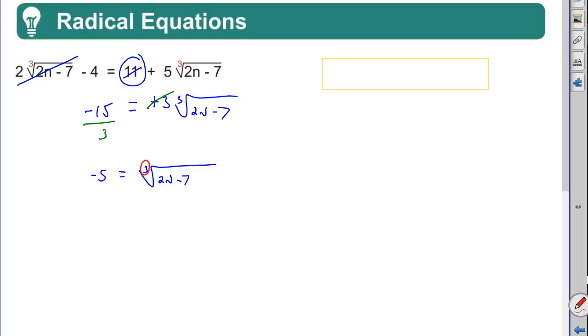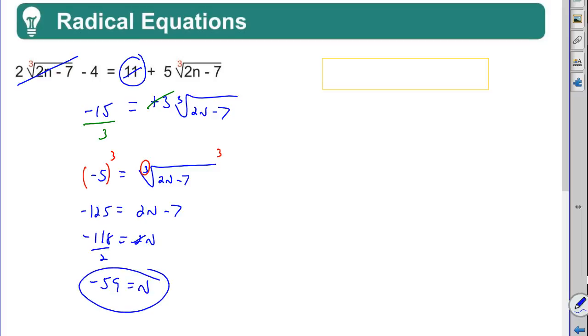How do you undo a cube root? By cubing it. And whatever you do to one side, of course, you have to do the same thing to the other side. All right, negative 5 cubed is a negative 125, and that's a 2n minus 7. Move your 7, so that's a positive 7, so that's a negative 118. And then divide by the 2, and you end up with negative 59 equals n. You can go back and substitute that into the original, and sure enough, you'll see that the left side equals the right side. All right, so isolate the radical and then solve.